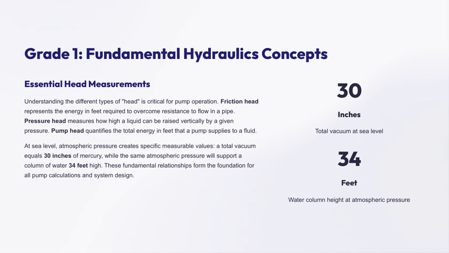Now, let's connect this to atmospheric pressure at sea level. Here, atmospheric pressure creates some important measurable values. For example, a total vacuum of 30 inches of mercury means that's the maximum vacuum you can achieve at sea level. Also, the same atmospheric pressure can support a column of water about 34 feet high, meaning if you had a water column this tall, it's balanced by the atmospheric pressure pushing up from below. These fundamental relationships, like the vacuum and water column height, are the foundation for all our pump calculations and system designs. They help us understand what's possible and how to optimize our systems for efficiency and effectiveness.